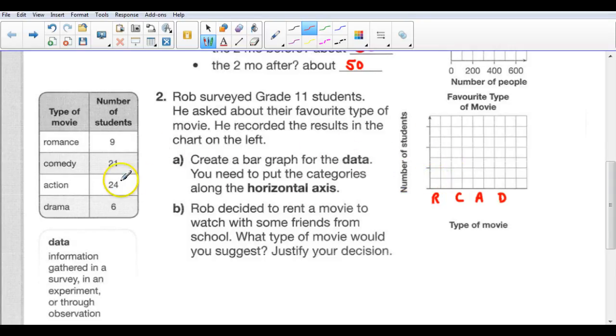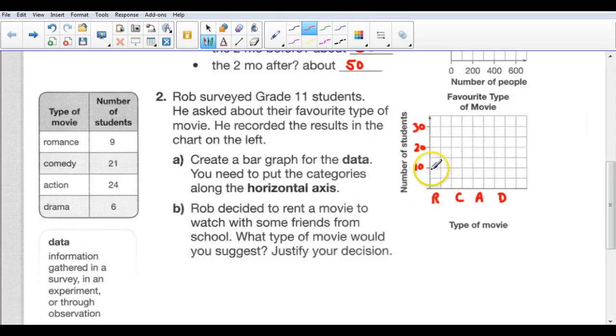So we have to look at what is the highest number. The highest number is 24. So we might want to go up by 5s because that'll take us up to here where 24 is. So we'll go 5 and we'll label that as 10, 15 we'll label that as 20, 25 will go to 30.